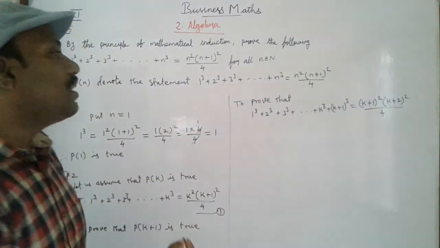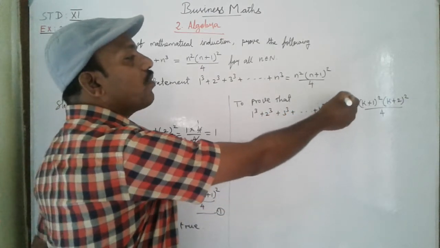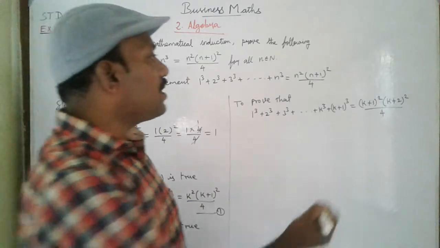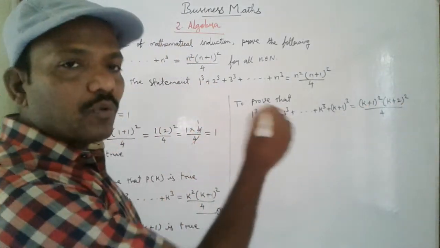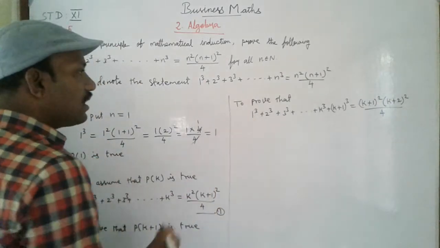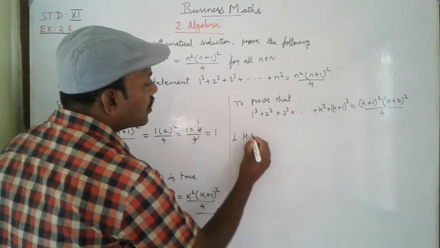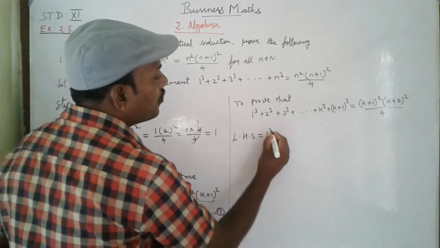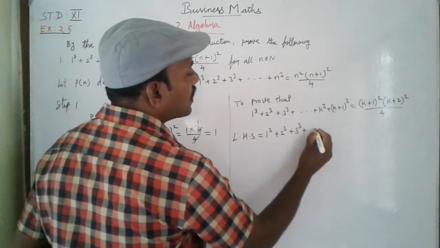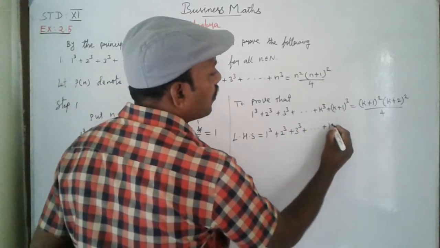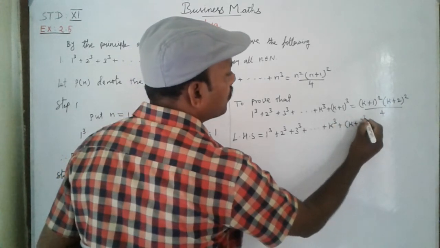We should prove 1 cube plus 2 cube plus 3 cube plus etc plus k cube plus (k plus 1) whole cube equals (k plus 1) whole square into (k plus 2) whole square divided by 4. We should prove that. So first we should take the LHS. LHS equals 1 cube plus 2 cube plus 3 cube plus etc plus k cube plus (k plus 1) whole cube.